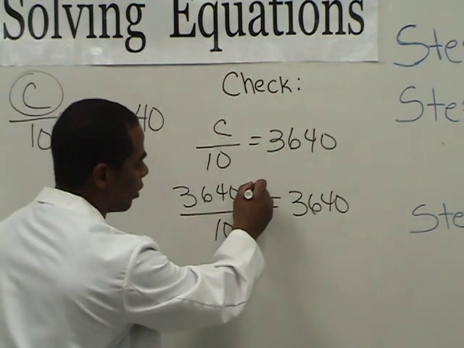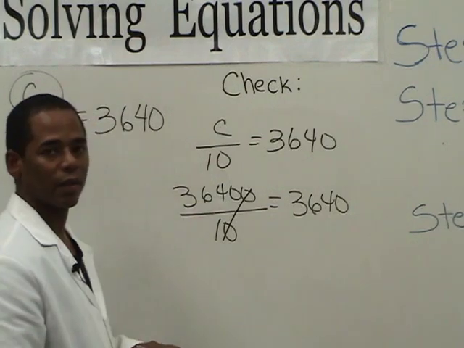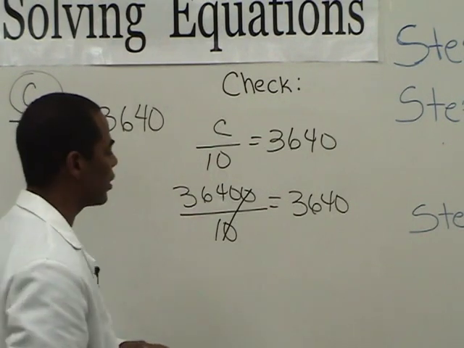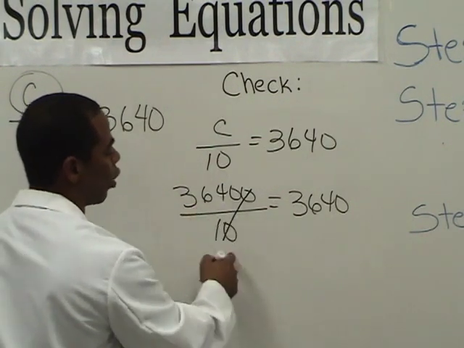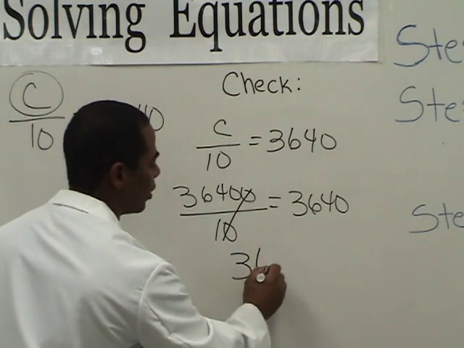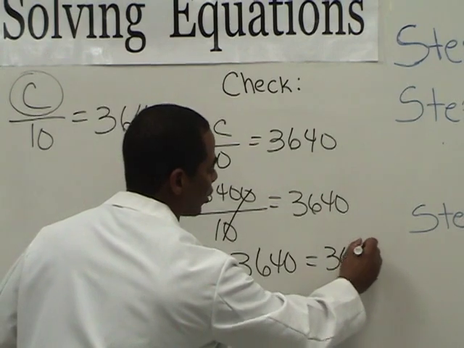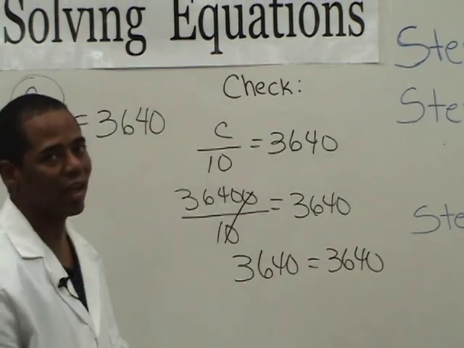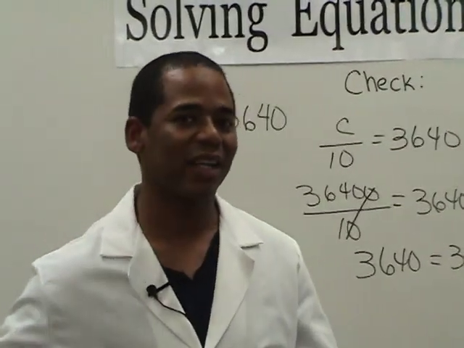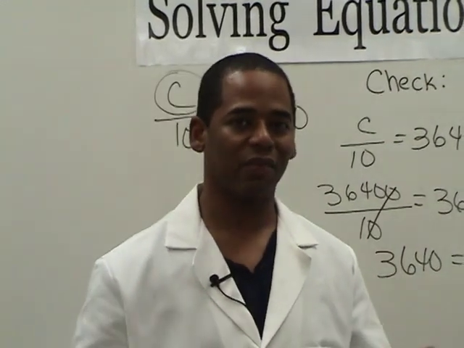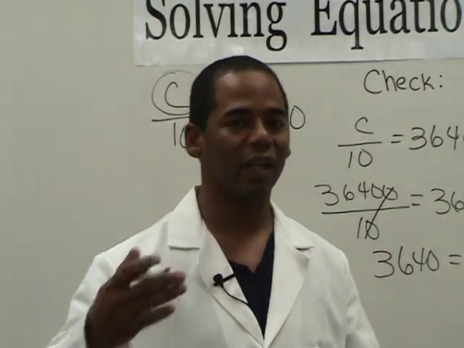I have 0 here, 0 there. I took away my zeros. 3,640 over 1, which is 3,640, equals 3,640. See, your elementary school base 10 rules have come back to help you. It all builds on itself. Everything you learn in math helps you later on.